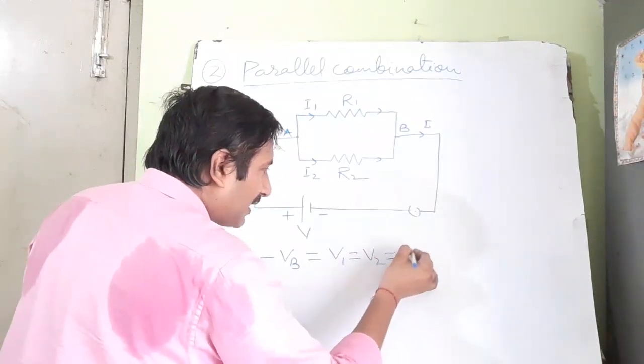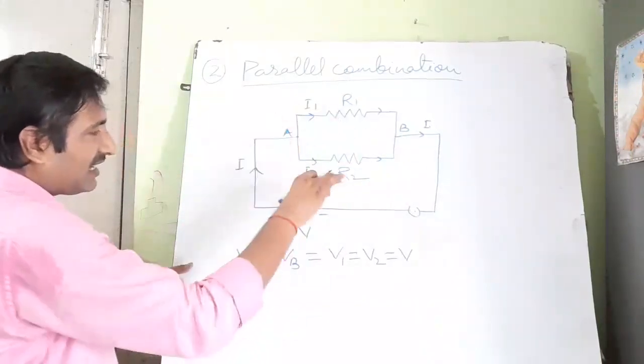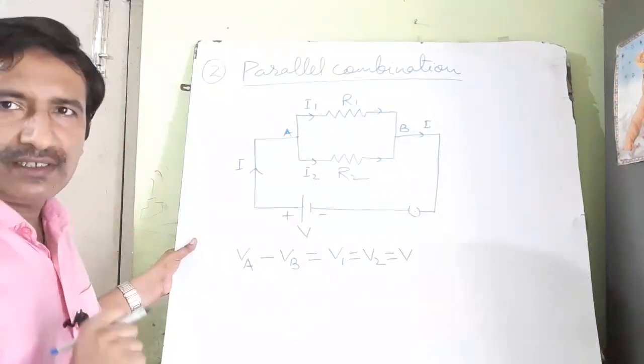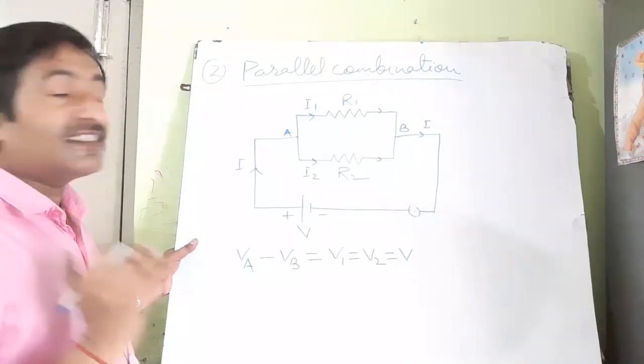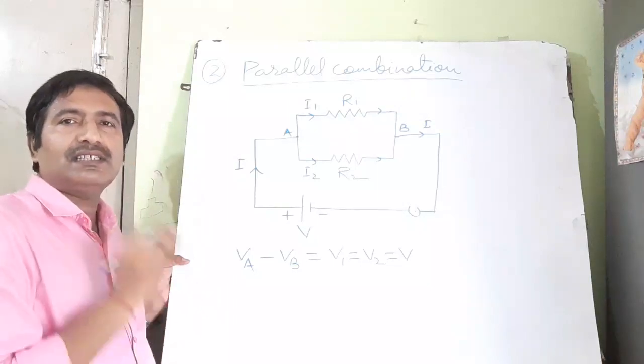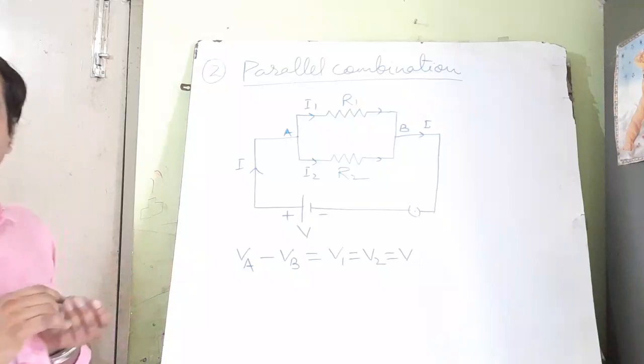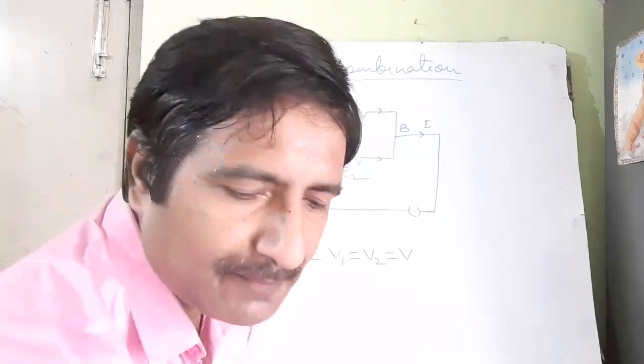And this is also equal to V, means potential difference across A and B, because A and B are connected to V. What does it mean? Same potential difference can be observed across each and every resistors connected in parallel. Got it? Same potential difference can be observed.